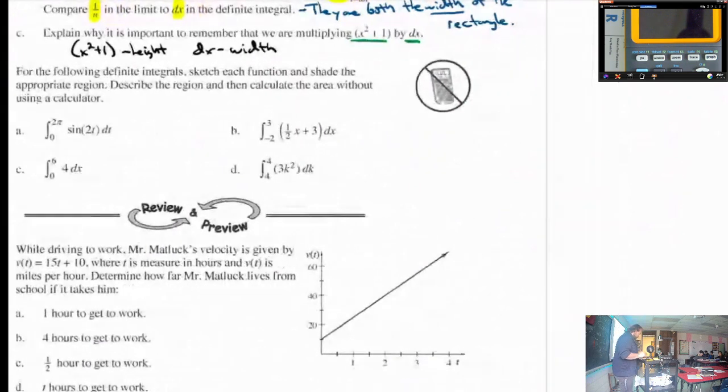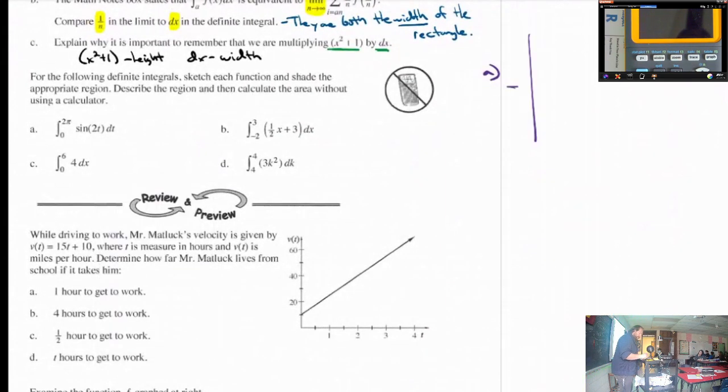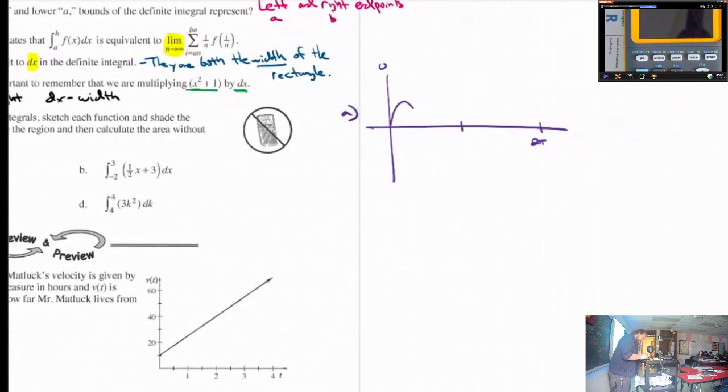Question A, for example, is sine of 2t. It's the area under the curve from 0 to 2 pi of sine of 2t. So let's think about that for a minute. Here's 2 pi right there. There's 0. There's your a and your b. Sine of 2t is just a sine wave that is going to happen twice on this 2 pi. So this sine wave goes up and down and back, and then up and down and back. And our job is to find the total area under the curve from 0 to 2 pi.